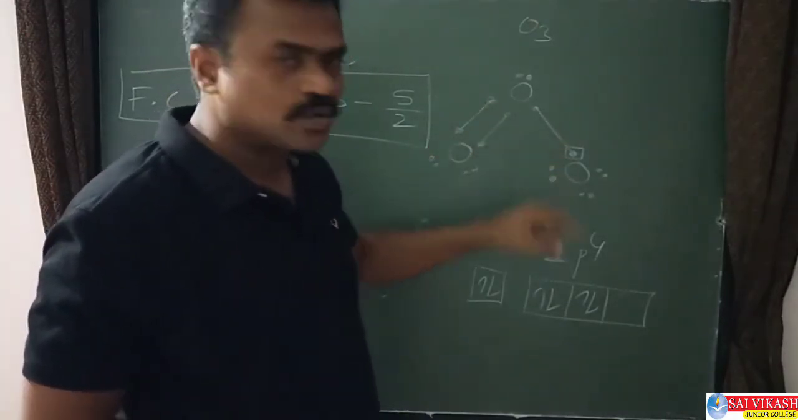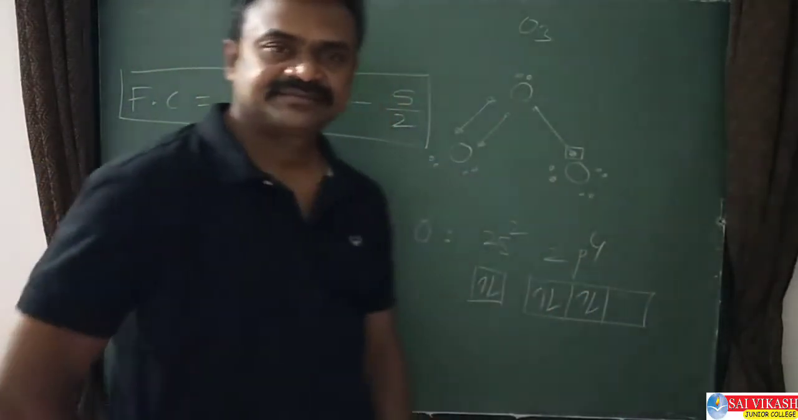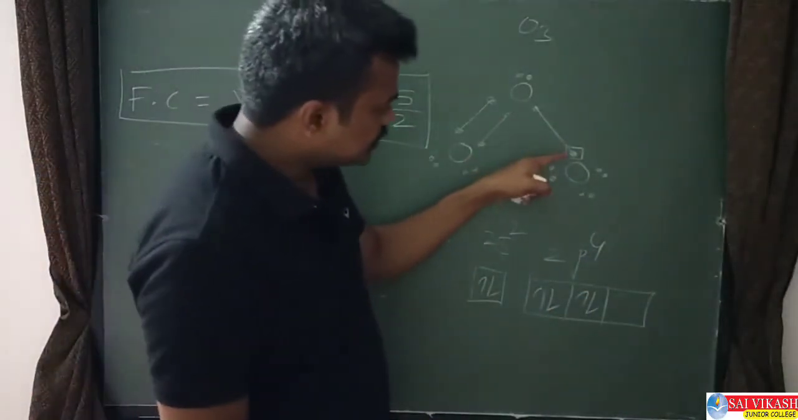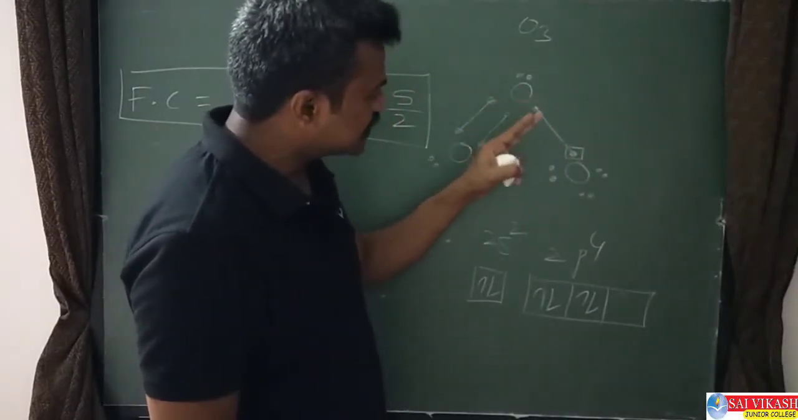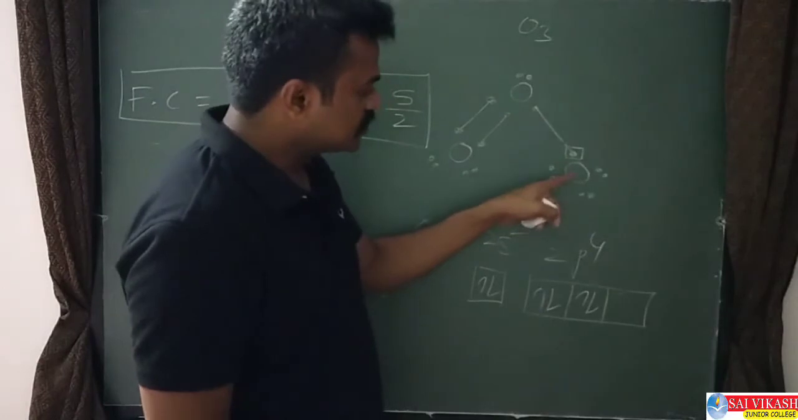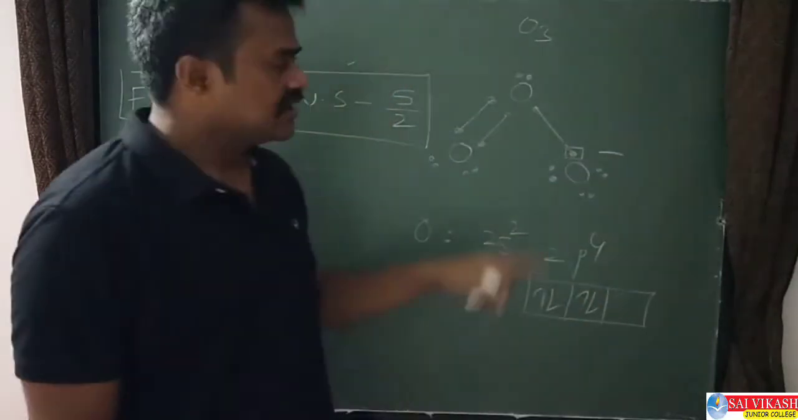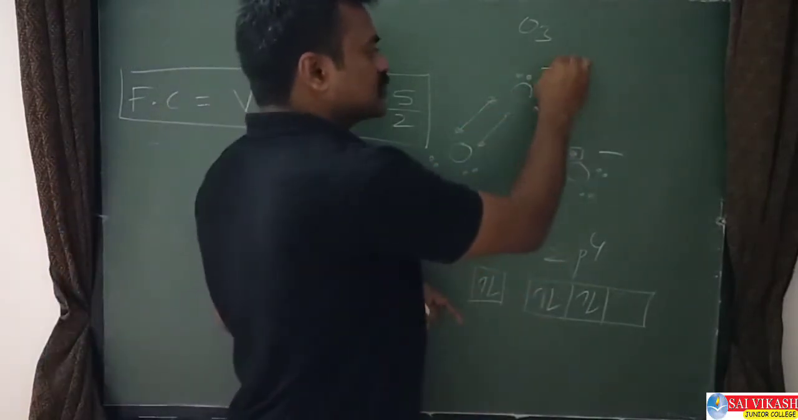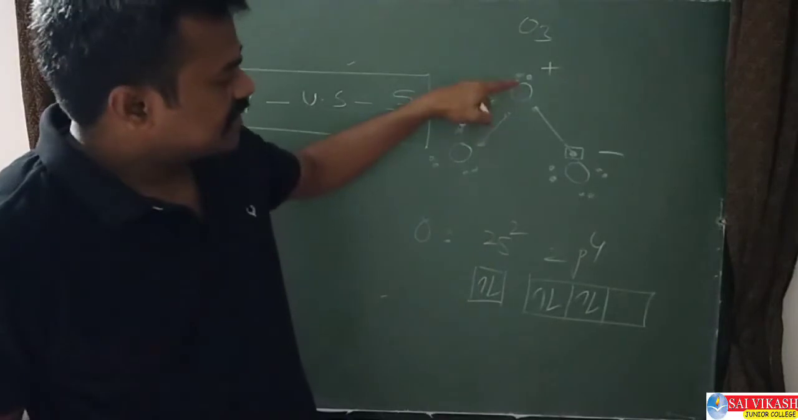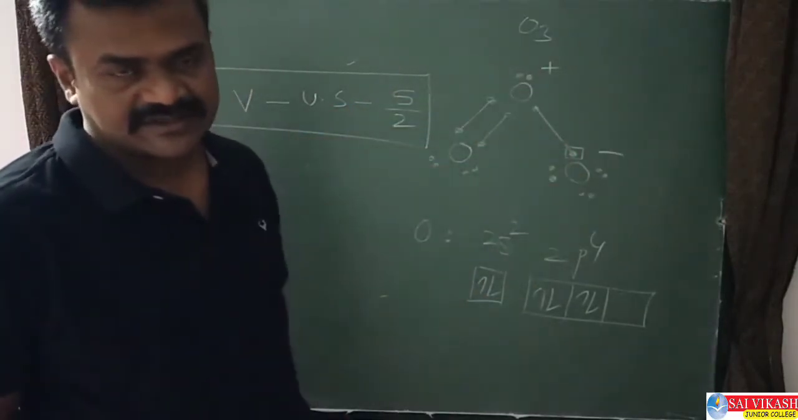A coordinate covalent bond is also called a dative bond. See, this is actually coming from this. This oxygen atom has lost an electron, donated to this one. So this oxygen atom gained an electron, and that's why it shows minus. This oxygen atom has lost an electron to this one, and that's why it shows a positive charge. If it has lost, it shows a positive charge; if it has gained, it shows a negative charge.